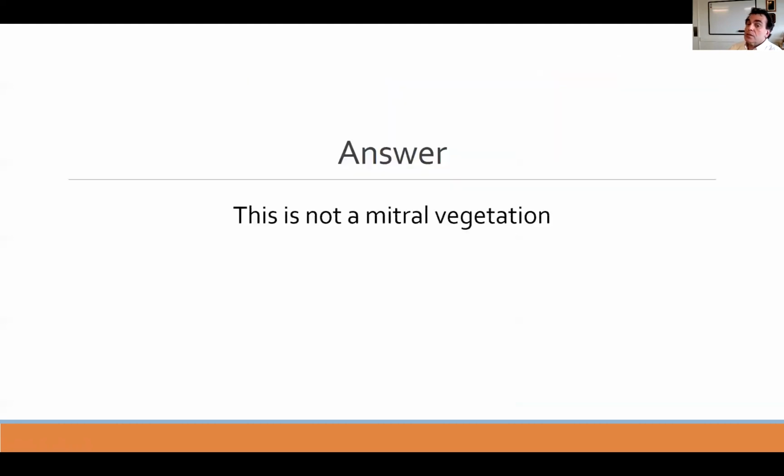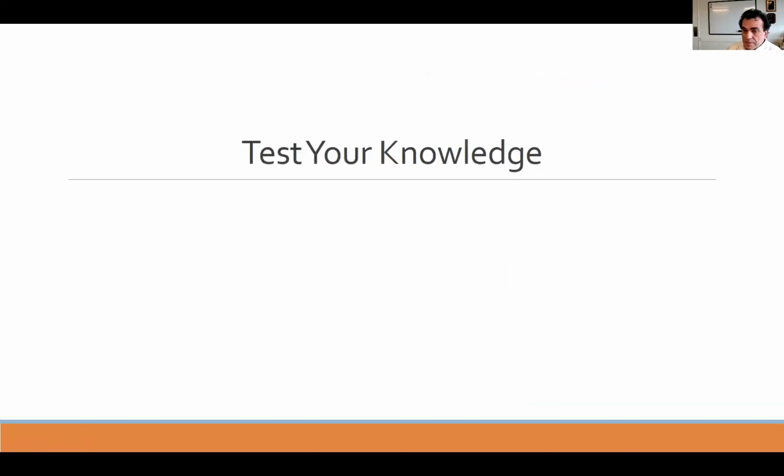Answer: this is not a mitral valve vegetation. It's a papillary fibroelastoma. Again, emphasizing the importance of looking for the proper location of presumed vegetation. Vegetations can and do occur on the opposite side of the valve, but here we're talking about the most common location of a vegetation: the atrial side of the atrioventricular valves and the ventricular side of semilunar valves.